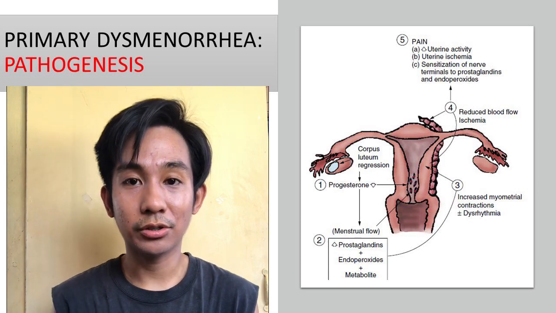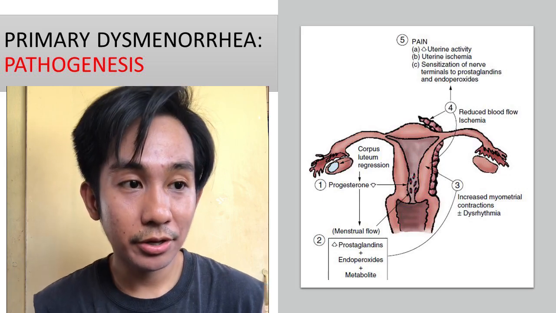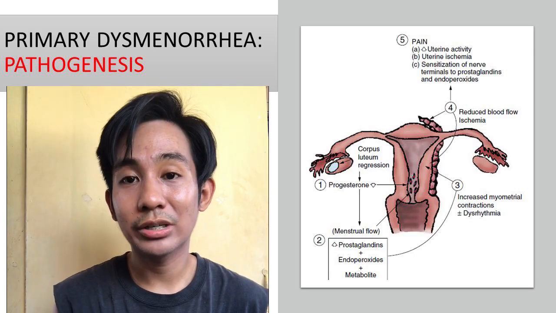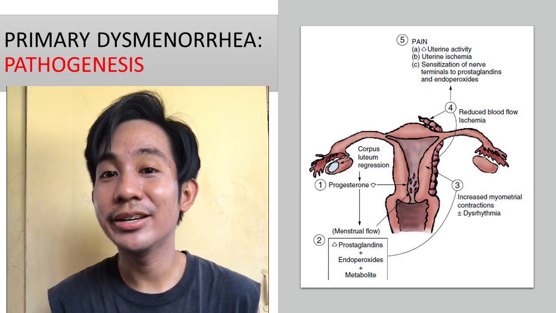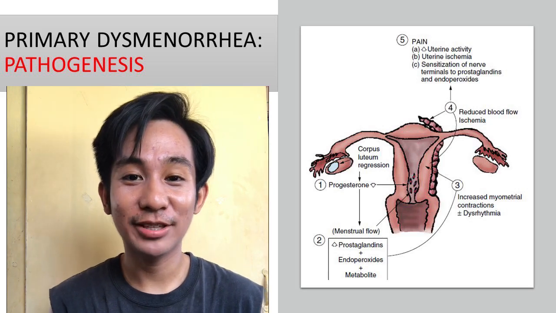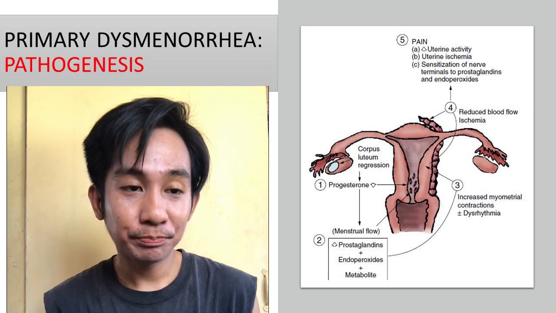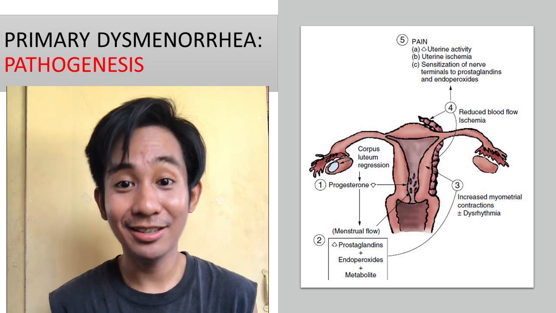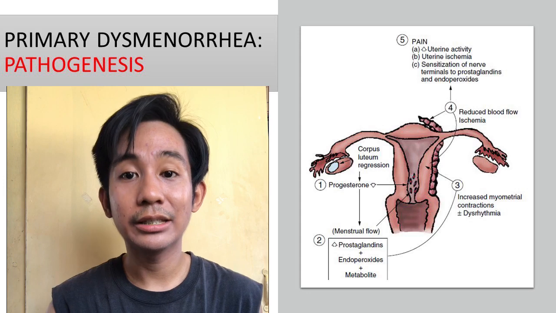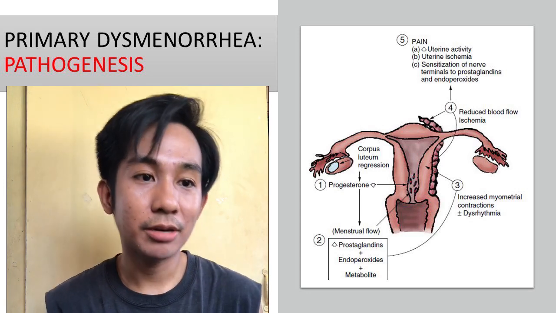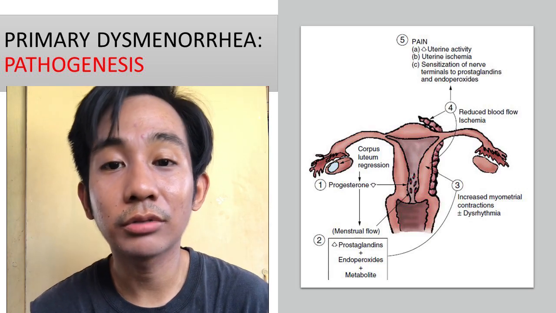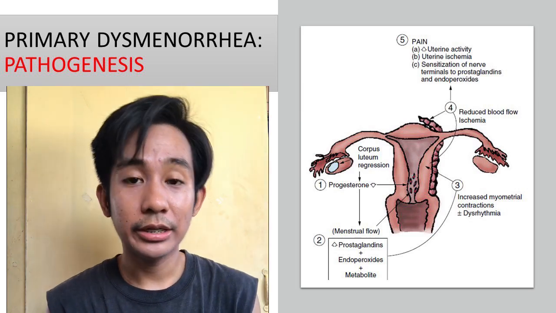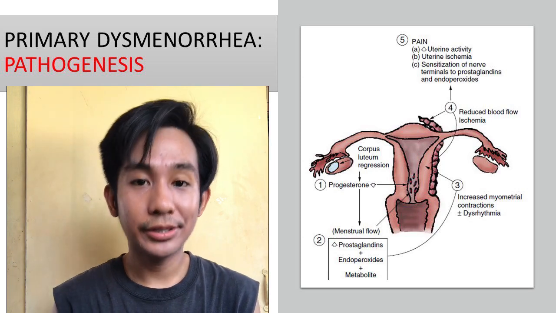Now, what is the role of progesterone in relation to the pathogenesis of primary dysmenorrhea? The role of progesterone is that it inhibits myometrial contraction. Because there is a decrease in progesterone, expect decreased inhibition of myometrial contractions, which is amplified by the increase in prostaglandins. As I have said, during ovulatory cycles, prostaglandins or products of arachidonic acid will increase. Because of the decrease in progesterone and the increased amounts of prostaglandins and other metabolites, there is an increase in the myometrial contractions. Because of the contraction, go up to number 4 of the text, there is reduced blood flow, resulting in uterine ischemia and sensitization of nerve terminals.